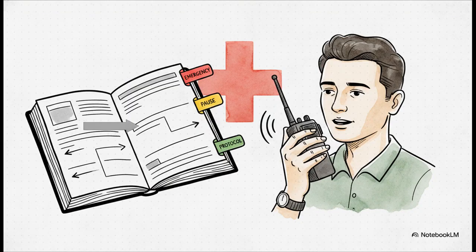Keep in mind throughout all of this that the Auxiliary Communications Manual itself is a brilliant visual tool. It's not just a block of text. Throughout the guide, you're going to see these gray navigation arrows and color-coded tabs. It's literally designed as a choose-your-own-adventure operational flow. If an emergency happens, boom, you jump to the red tab. If you need to pause, you just follow the gray arrow. It completely eliminates the need to aggressively flip through pages while you're trying to talk on the radio under pressure.